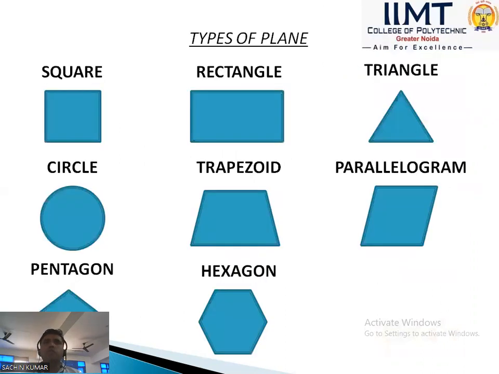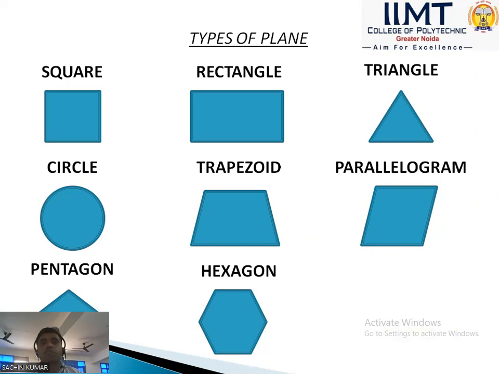There are different types of plane geometry: square, rectangular, triangular, circle, trapezoidal, parallelogram, pentagon, and hexagon. We have discussed only the pentagon and hexagon. In engineering drawing, we use the regular pentagon. What do you mean by a regular pentagon? A regular pentagon means all the sides of the pentagon are equal and the angles are also equal. If the sides are not equal, it is an irregular pentagon.